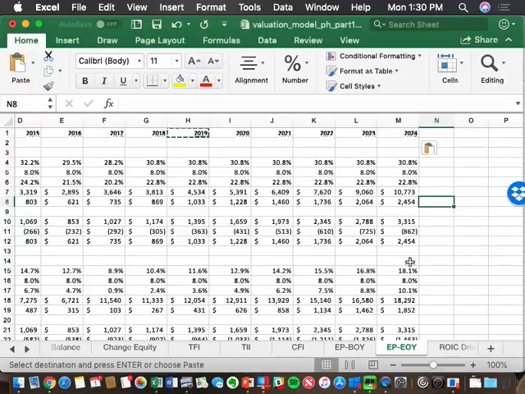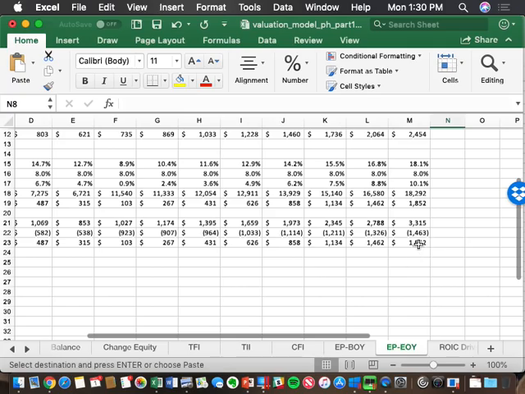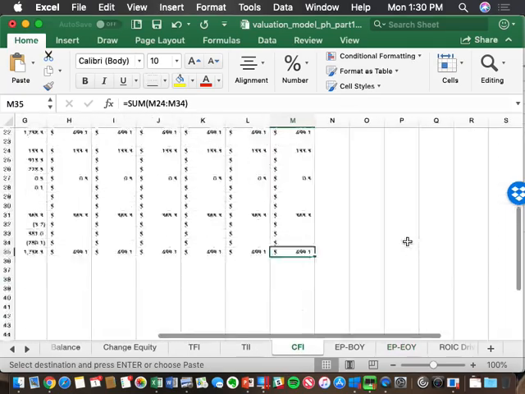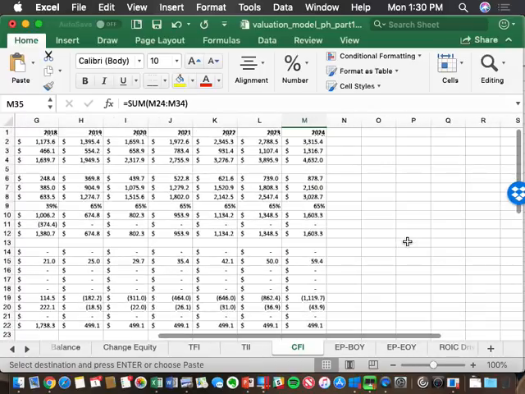If you've gotten to this point, if you have those numbers, so again, check your EPEOY 1852, check your CFI for 2024. It should be 499.1. You're done for today. This is the place that you need to get to, and these are the numbers that you need to match. It is at this point that we will pick up in our next class and continue on with the building of the Parker-Hannifin model, and we'll then start turning this into a valuation.